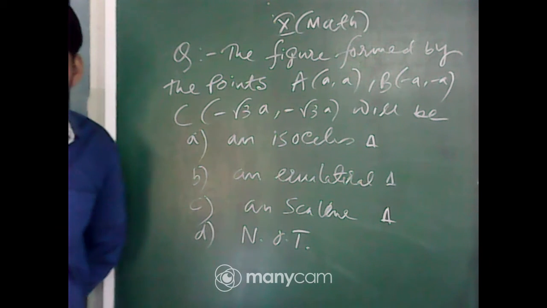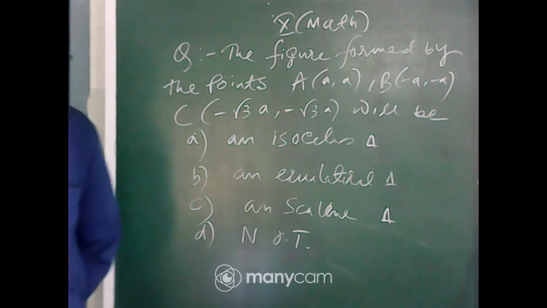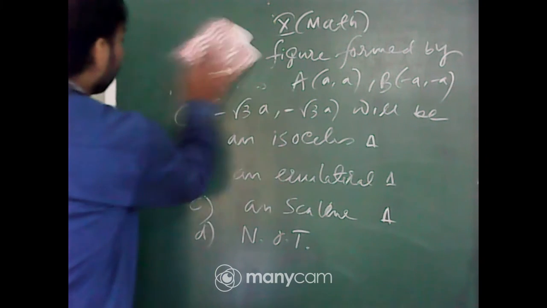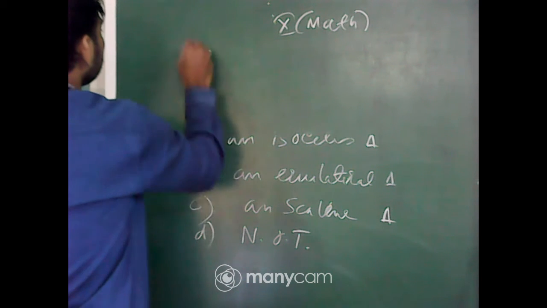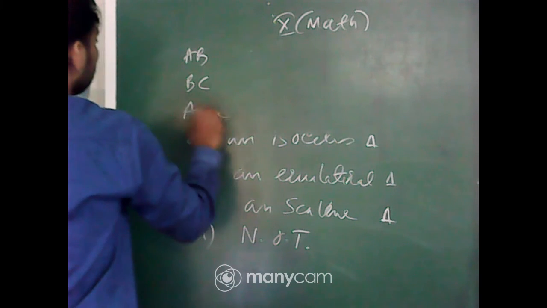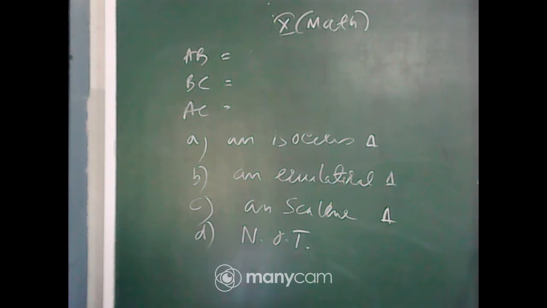Just find the distances AB, BC and AC. Then you can tell me which one it is: an isosceles triangle, an equilateral triangle, or a scalene triangle. I am erasing the board and the question. Find AB, BC and AC. Just find it.